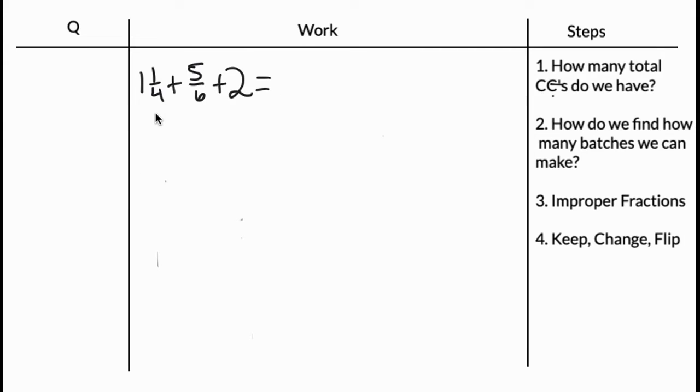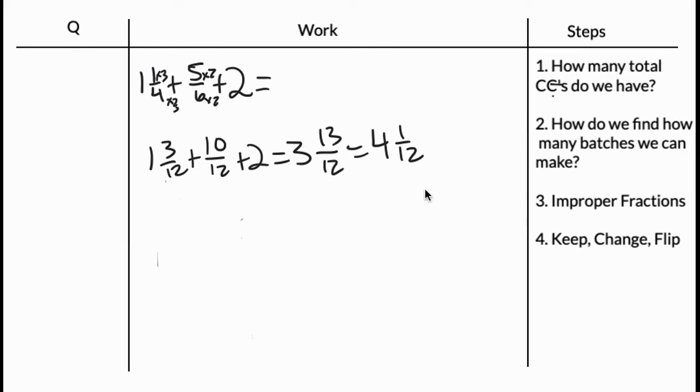So to find out how many total chocolate chips, remember when we're adding fractions, we can keep them as mixed numbers, but we have to have them as a common denominator. So to keep these as a common denominator, I'm going to multiply by 3 here and multiply by 2 here, so we can get a common denominator of 12. Now that we've added all together, we know that we have 4 and 1/12 cups of chocolate chips.